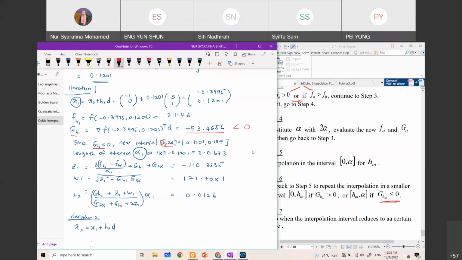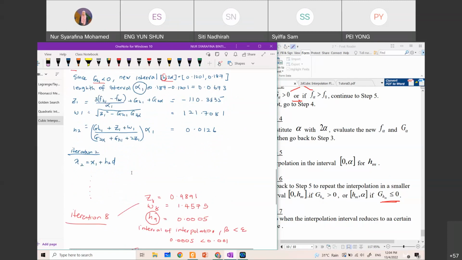Then the length of interval is the difference between them. All right, but if GHM is greater than 0, let's say G here is greater than 0, your new interval is 0 to HM. So the next interval will alternately change, depending on the value of GH. Okay, okay or not? That one is iteration 1.